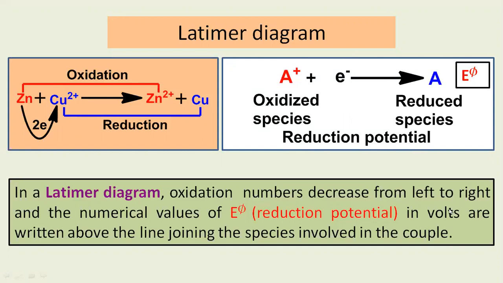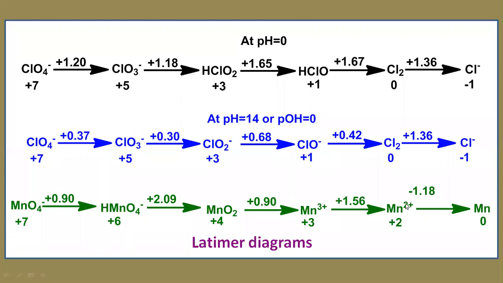Now we are ready for the Latimer diagram. A Latimer diagram is a very simple diagram. The definition is like this: in this diagram the oxidation numbers decrease from left to right, and the numerical value of the reduction potential, or redox potential, in volts is written above the line joining the species involved in the couple. This sentence will be clear with this diagram. These are known as Latimer diagrams.